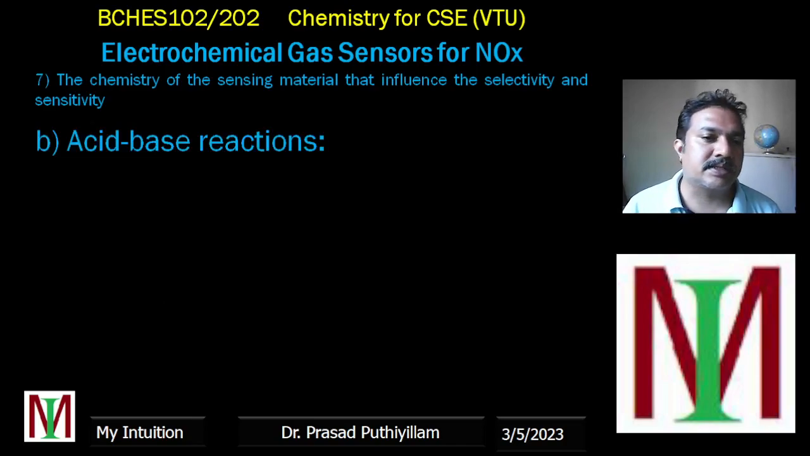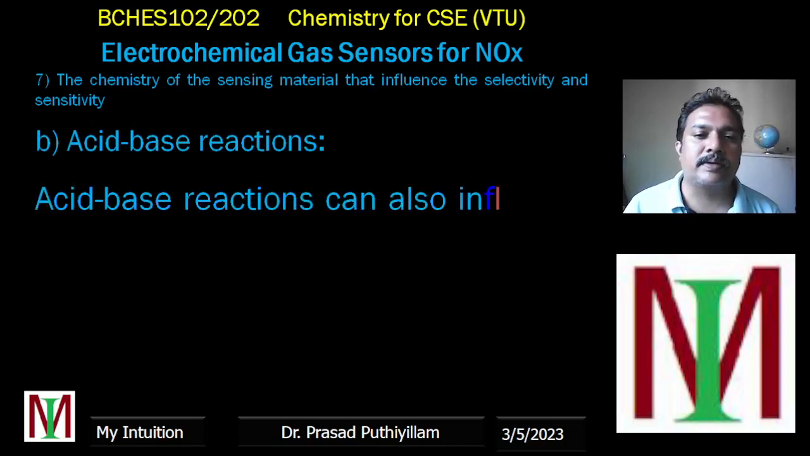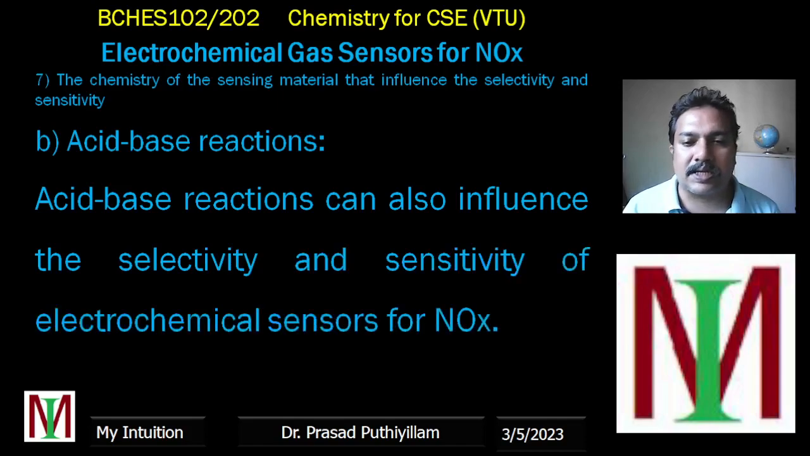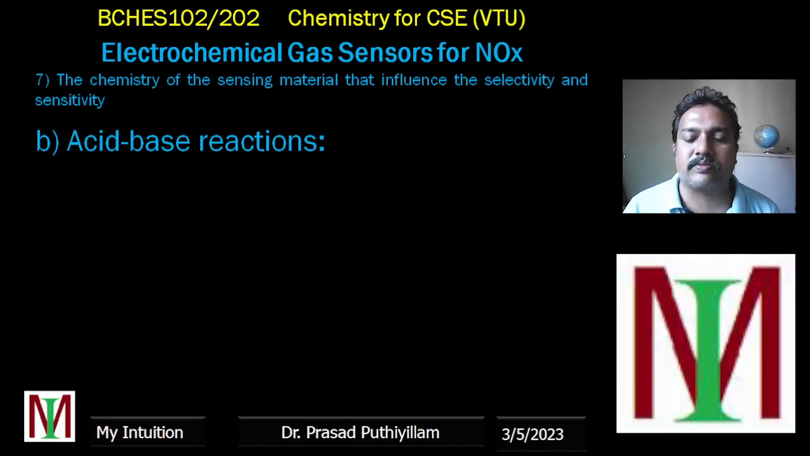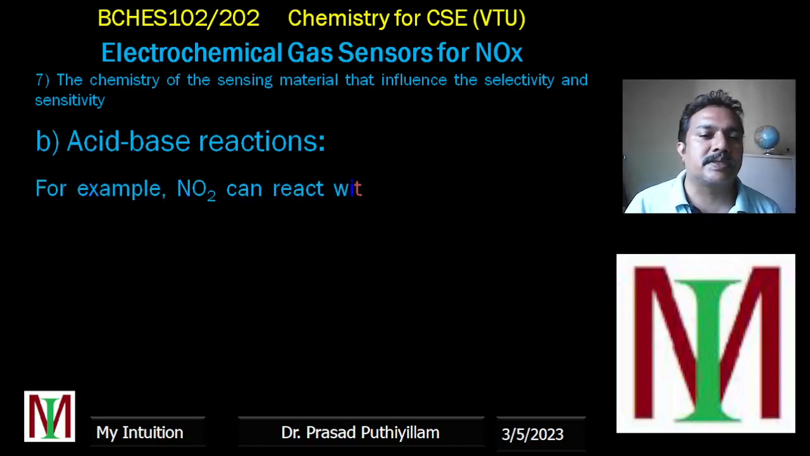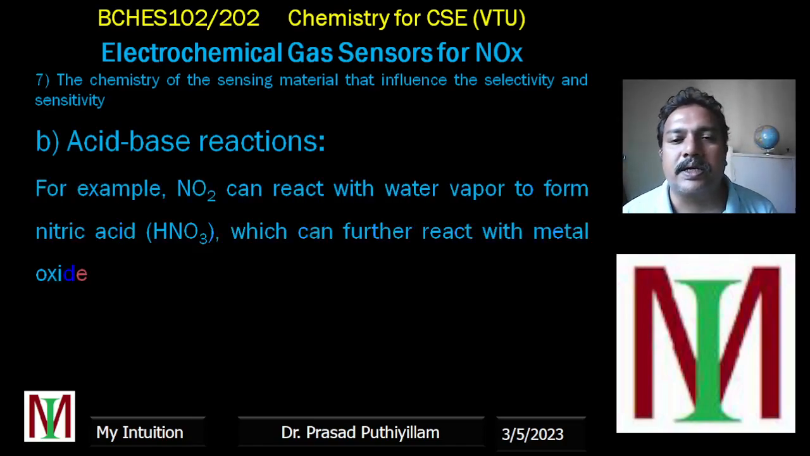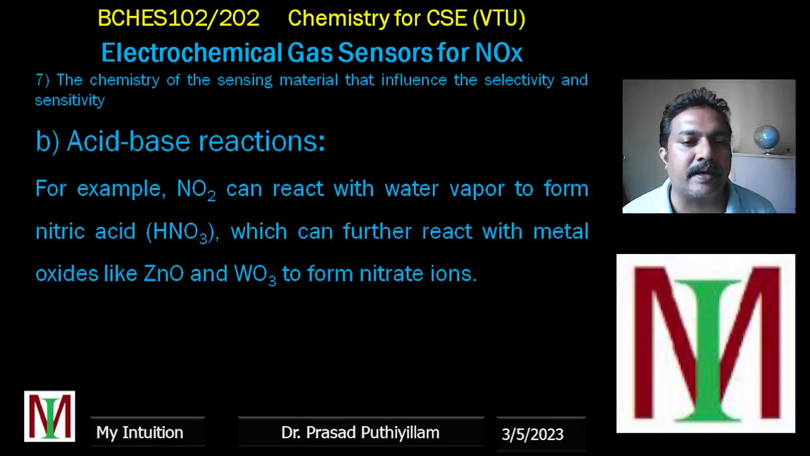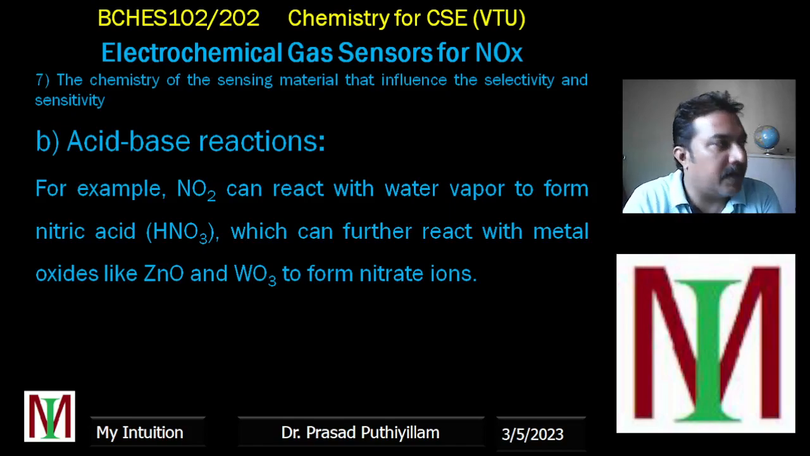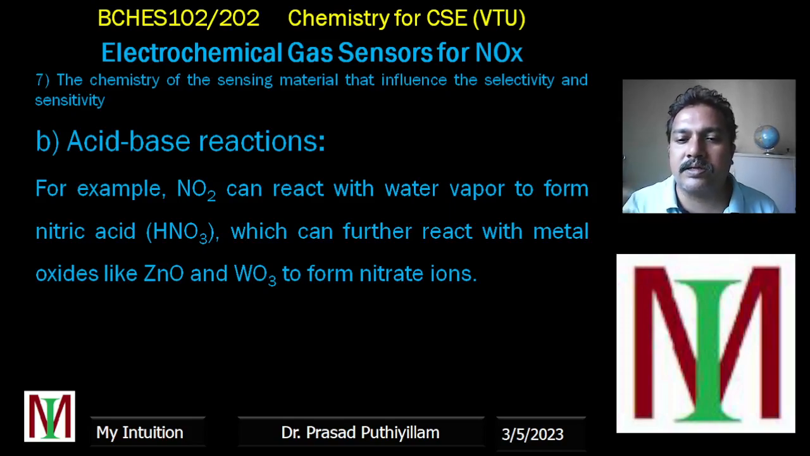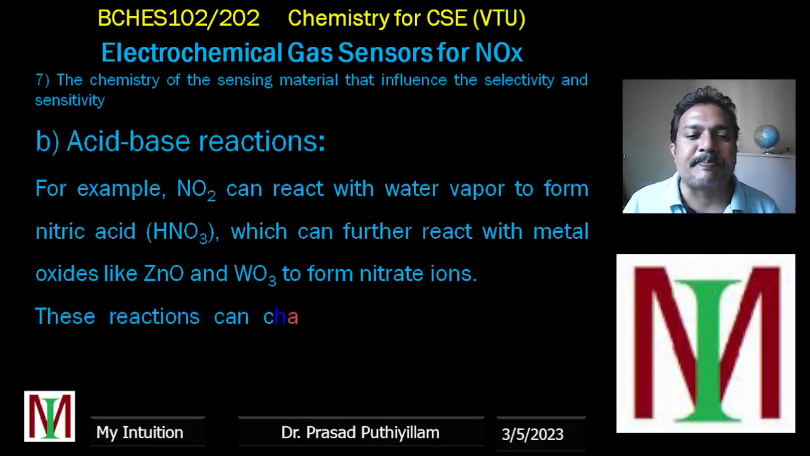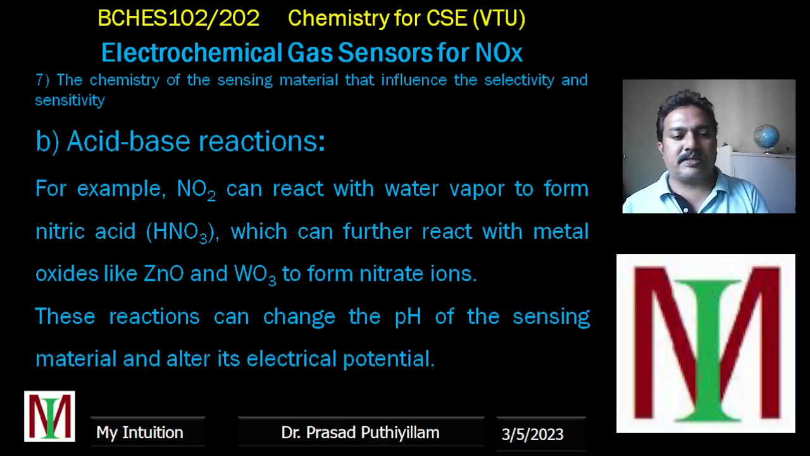Second, acid-base reactions. Acid-base reactions can also influence the selectivity and the sensitivity of electrochemical sensors for oxides of nitrogen. For example, NO2, nitrogen dioxide, can react with water vapor to form nitric acid. NO2 plus H2O gives HNO3, which can further react with metal oxides like zinc oxide or tungsten trioxide to form nitrate ions. So with nitrate ions, the conductivity changes. These reactions can change the pH of the sensing material and alter its electrical potential.